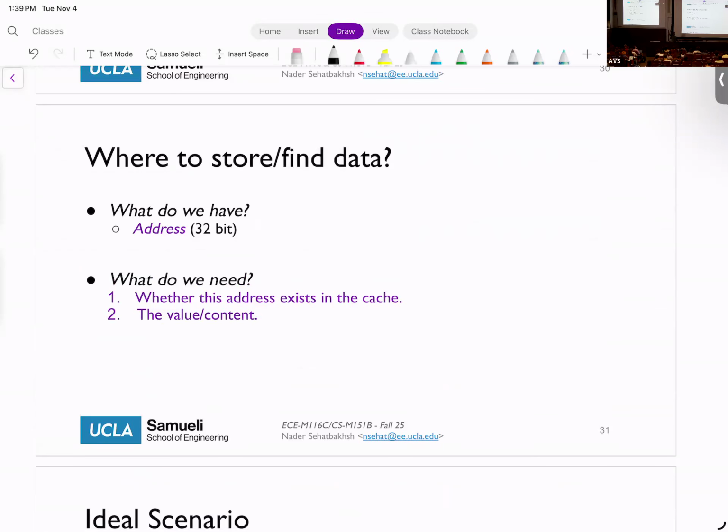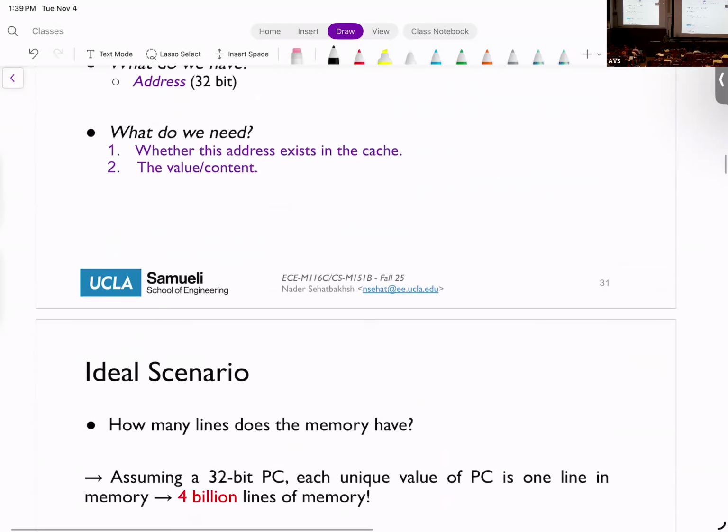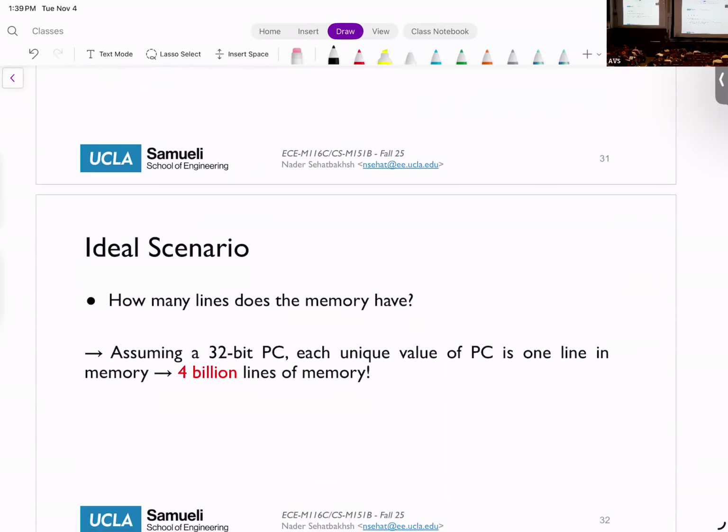For the entire memory space, if my addresses are 32-bit values, I'm going to have 4 billion lines of memory in my design. So this is the entire space that one program can access. In reality, I'm not going to have 4 billion addresses in my design.